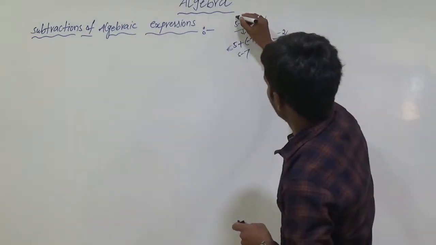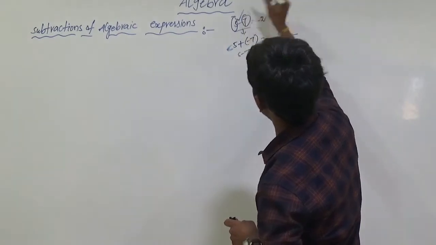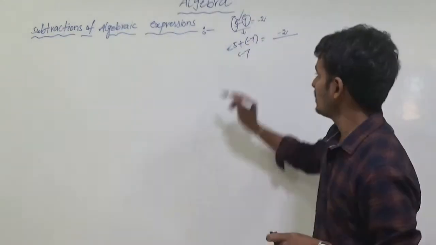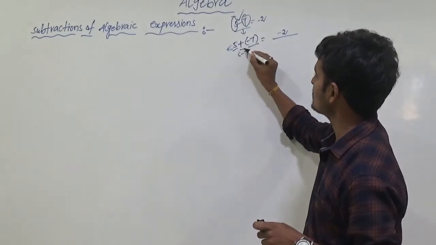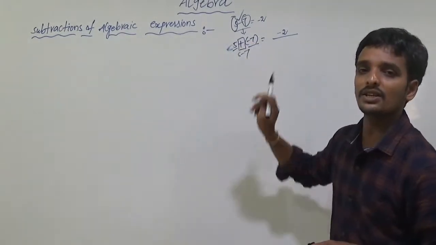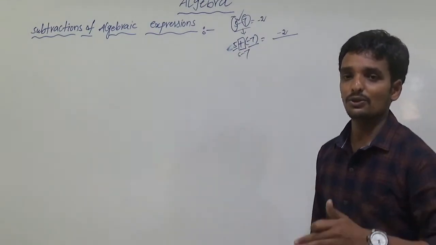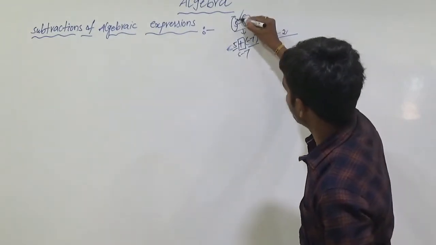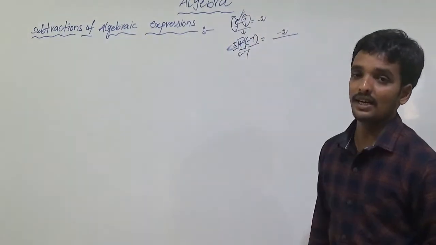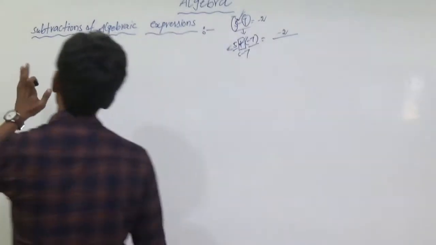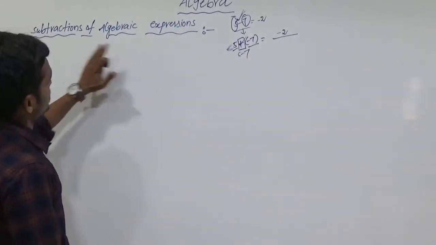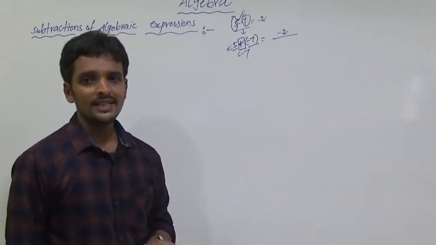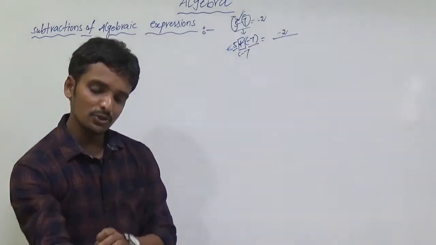Actually, here between 5 and 7 there is a symbol minus. That means we are thinking subtraction. Here the symbol between 5 and minus 7 is plus. That means it is addition. So we have to know one point. The point is that the additions of the algebraic expressions and the subtractions of the algebraic expressions are the same. There is no difference.